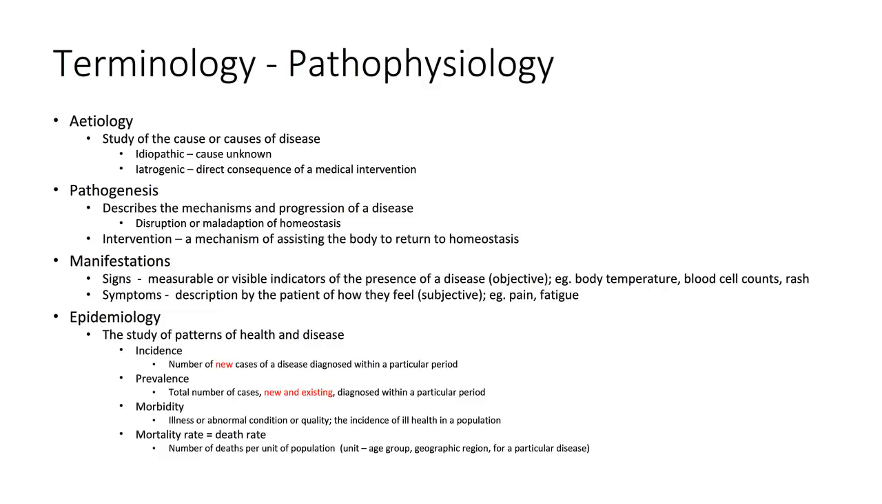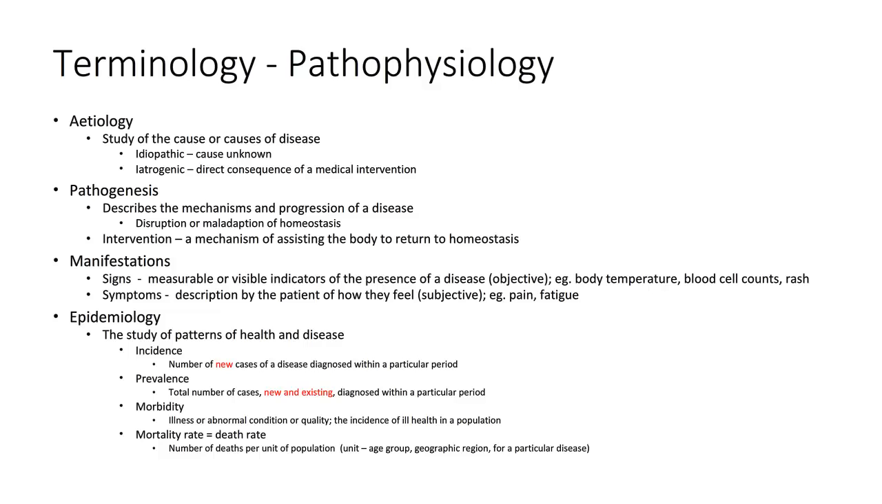So incidence means the number of new cases diagnosed within a particular period, whereas the prevalence of a disease is the total number of cases, those that exist and those that are occurring now, within a particular period. So if we were looking at the last year, the prevalence would be all the ones that occurred in January, all the ones that occurred in February, up until today. Whereas with incidence, we might say, okay, the new cases diagnosed today.